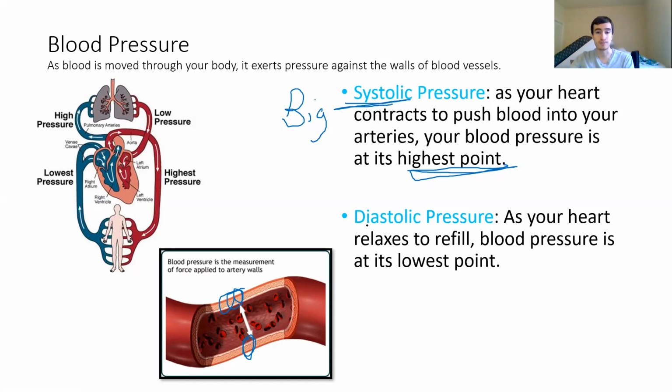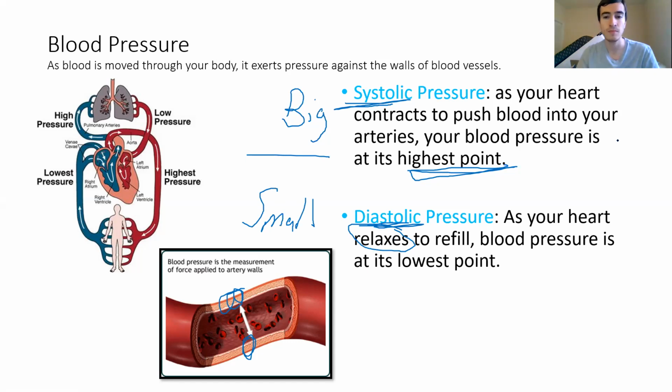The diastolic pressure is when your heart is nice and relaxed and is refilling with blood. This is the smaller number in the blood pressure measurement. Your blood pressure is at the lowest point when your heart is relaxed and filling up with blood, not actively pumping at the moment, so there's not as much pressure being put on the sides of your arteries and veins.